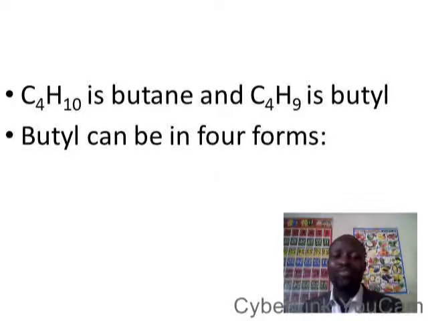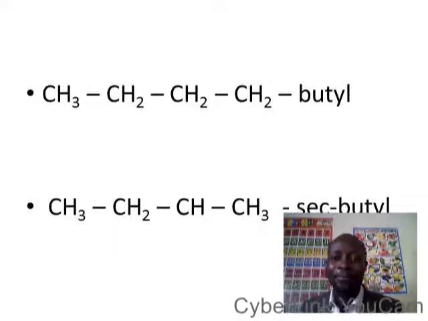You can write butyl in 4 ways. Look at the 4 ways. That should be a question you will answer in the comment part. The 4 ways of writing butyl. Number 1 is just butyl. Butyl. That's CH3, CH2, CH2, CH2.